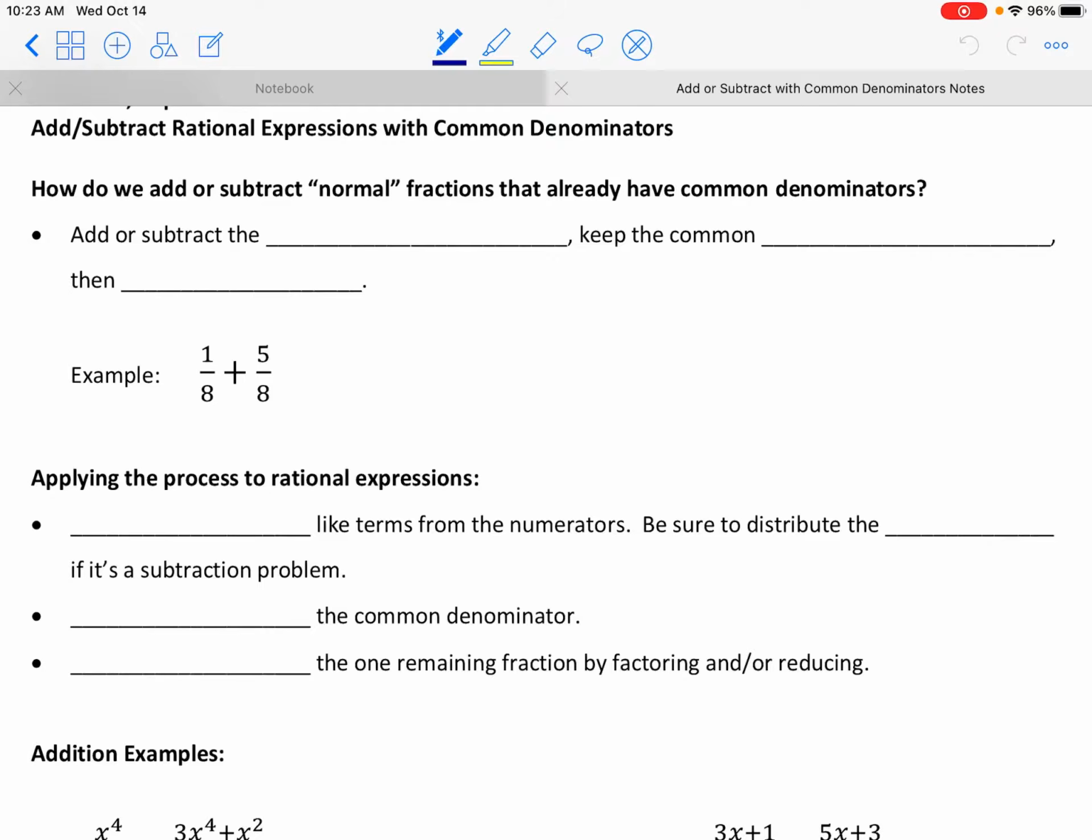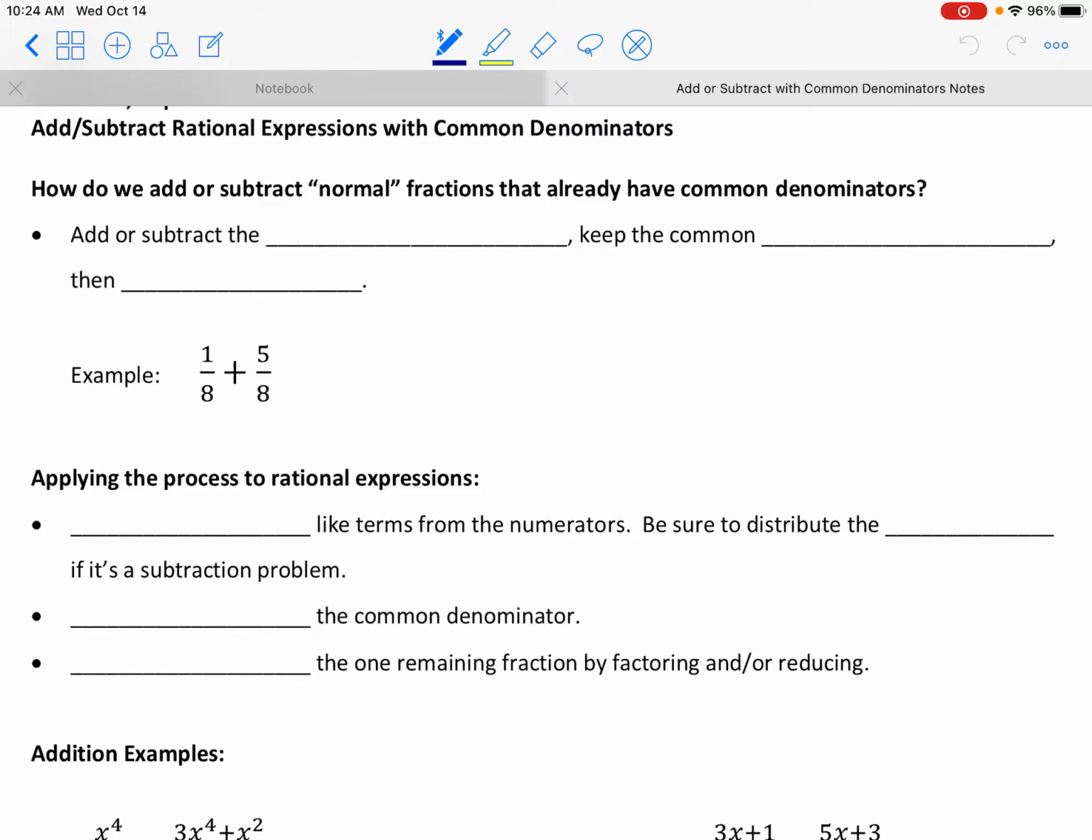Hello and welcome to our lesson on adding and subtracting rational expressions with common denominators. So we've talked about rational expressions being fractions of polynomials, and we've looked at two operations, multiplication and division, and now it's time to move on to addition and subtraction so that we can cover all of our bases. Good news and bad news.